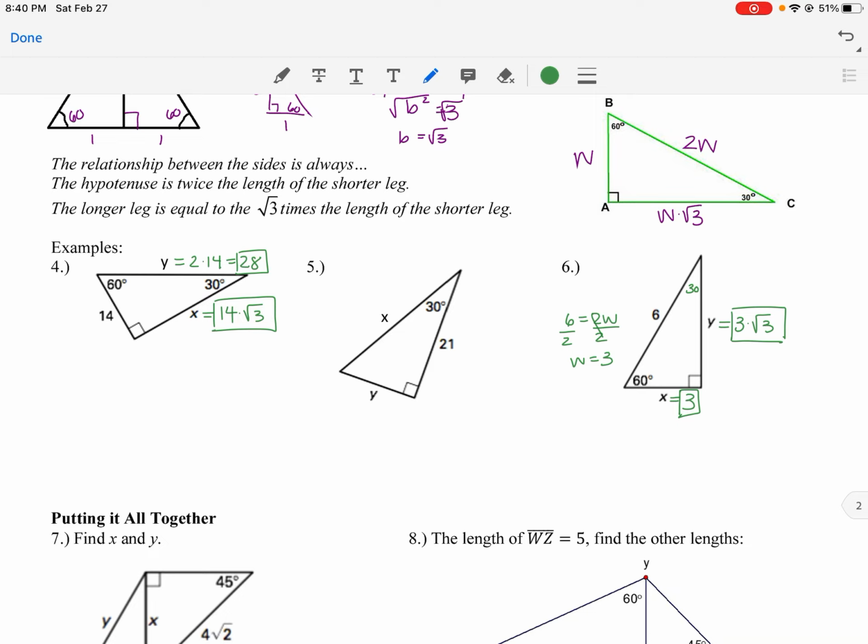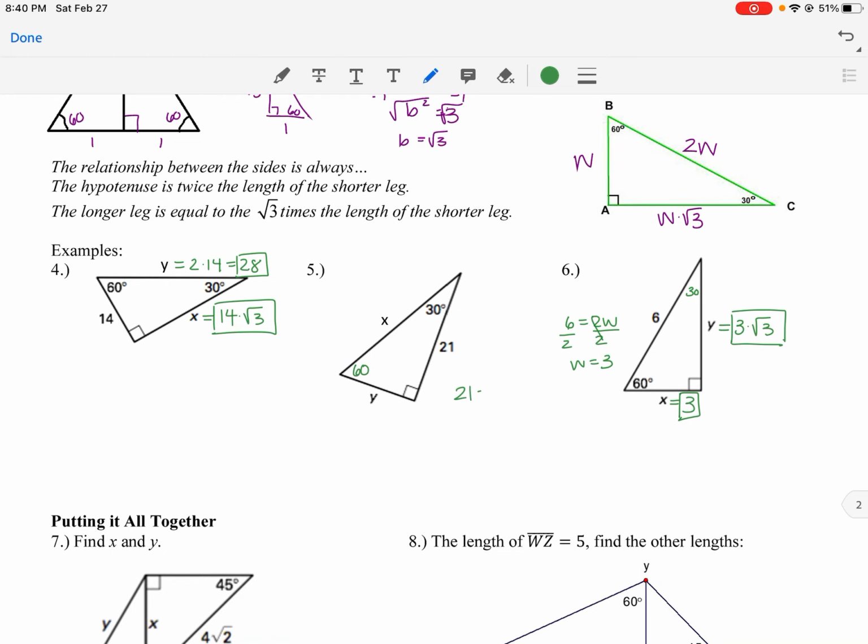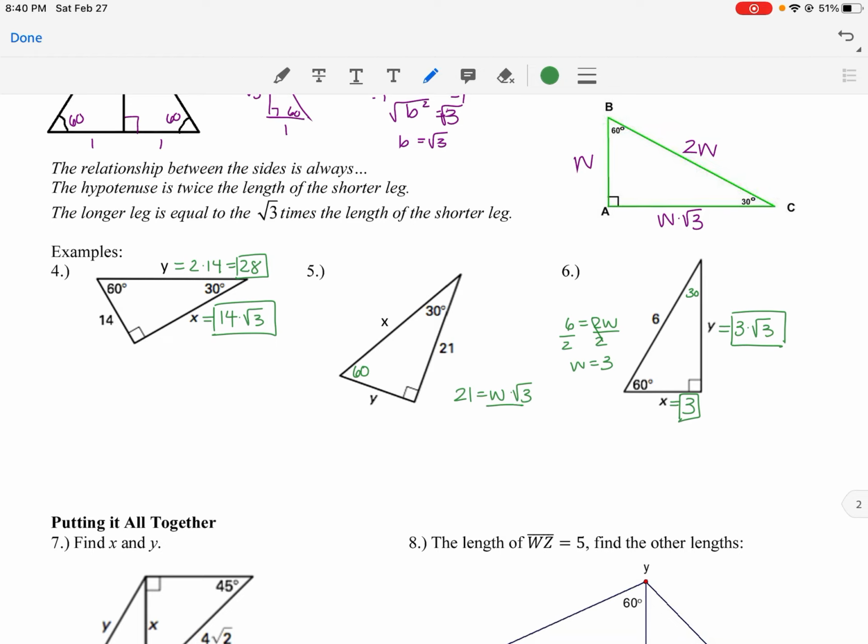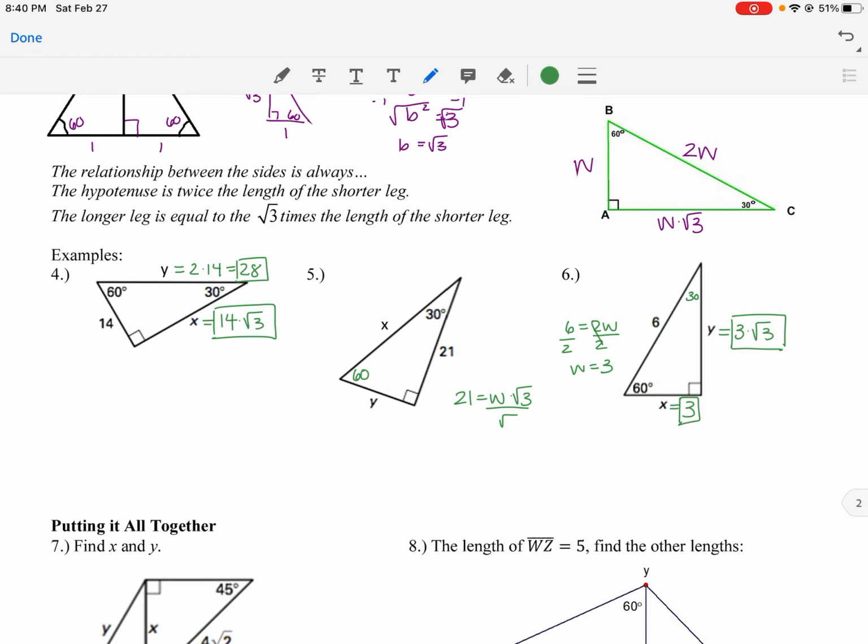Okay, this one's a little bit trickier because here they give you the long leg, the side across from the 60. So 21 equals w times the square root of 3, right? It's like that side of the triangle. To solve for w, we're going to divide by the square root of 3. So w equals 21 divided by the square root of 3. And that should equal the short leg of your triangle. So here y equals 21 divided by the square root of 3.